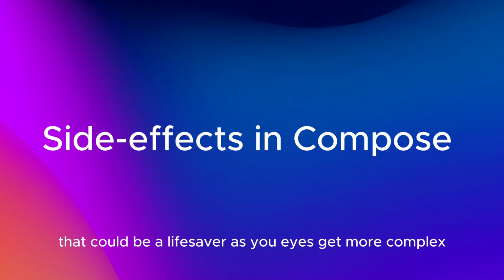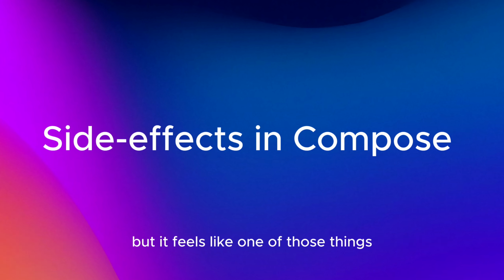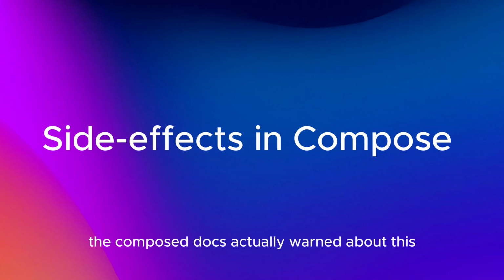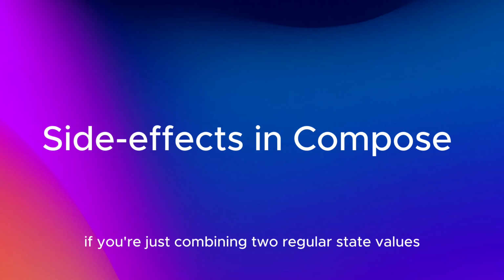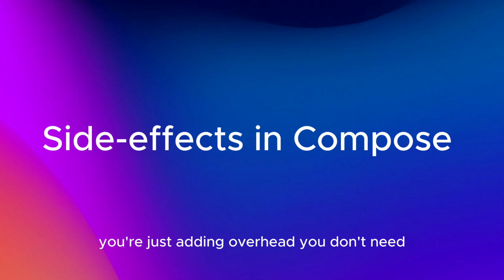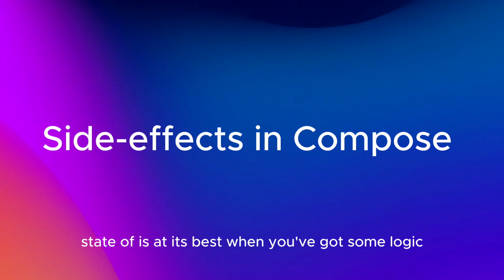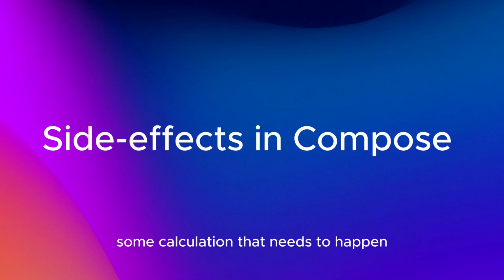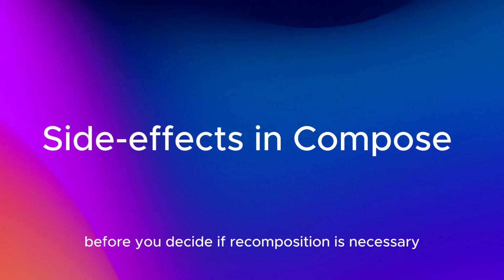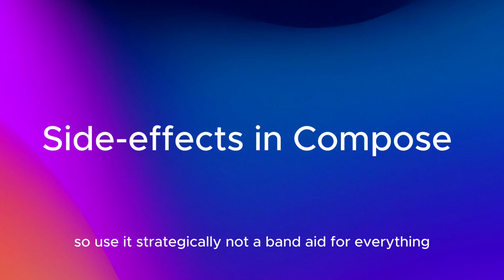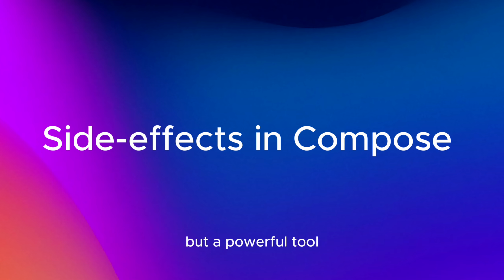Clever. You're basically making a super smart state variable, one that only updates when it absolutely has to. That could be a lifesaver as UIs get more complex, but it feels like one of those things that could be easy to overuse. Any gotchas with derivedStateOf? You're right to be cautious. The Compose docs actually warn about this. Don't use derivedStateOf if you're just combining two regular state values. You're just adding overhead you don't need. derivedStateOf is at its best when you've got some logic, some calculation that needs to happen before you decide if recomposition is necessary. So use it strategically, not as a band-aid for everything, but as a powerful tool when you need that fine-grained control.